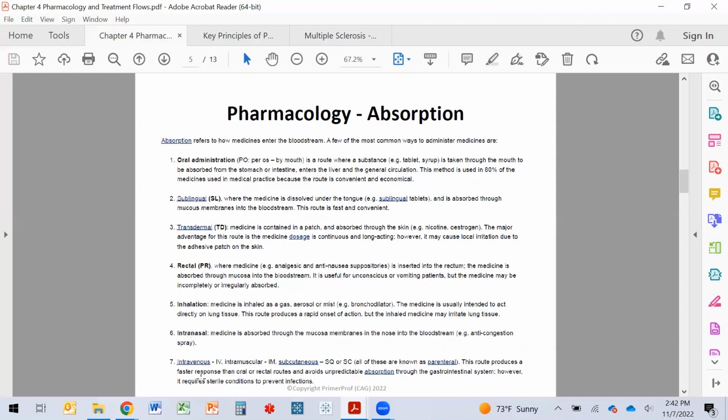And these routes provide sort of a faster response than oral or rectal routes and avoid unpredictable absorption through the gastrointestinal system. However, it does require sterile conditions to prevent infections. So when we think about drug development and what sort of formulation it has and how it gets into the body, what type of absorption really matters, because intravenous or intramuscular or subcutaneous both take longer and are more of a patient burden than obviously taking tablets for oral administration.